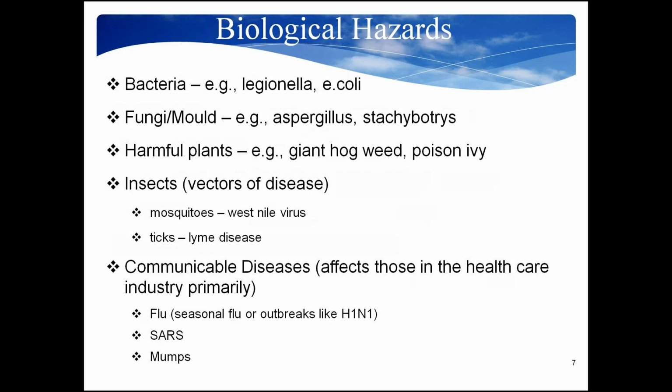For biological hazards, you might have bacteria such as Legionella or E. coli. You might have mold issues and some genus of molds there, Aspergillus and Stachybotrys. You might have workers who are outdoors, and so they might encounter harmful plants such as hogweed or poison ivy. People working outdoors might also be in contact with insects who are vectors of disease. Mosquitoes might spread West Nile, or ticks might spread Lyme disease.